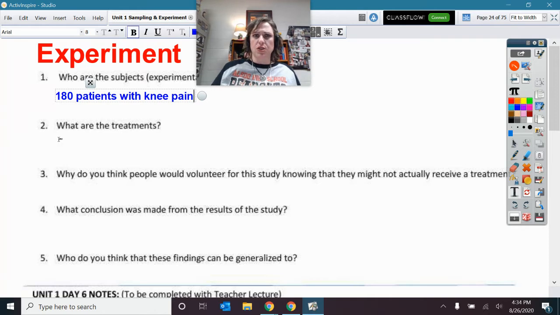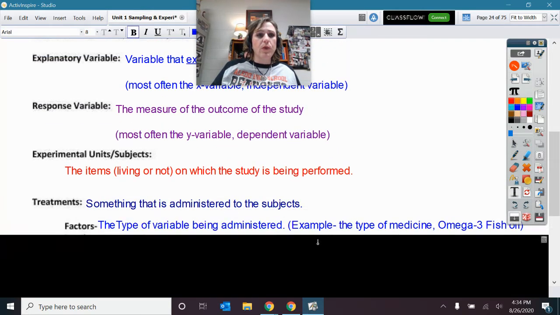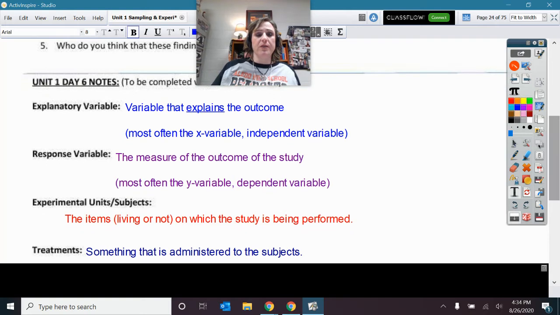So what do you think that means? Treatments. Well, let's take a look down here and see what we have going on. So treatment is what was being administered to those subjects. A lot of times that'll also be considered the explanatory variable. So the treatments are the things we are wondering if are the cause or explaining the response that we're going to measure. Okay, so explanatory variable is that variable that explains the outcome.